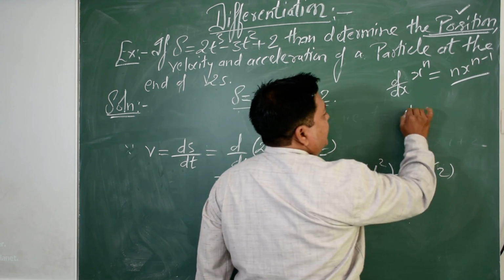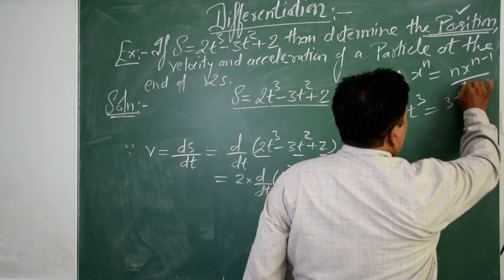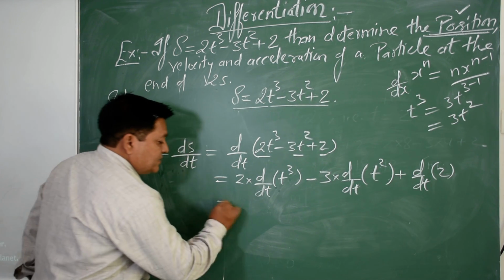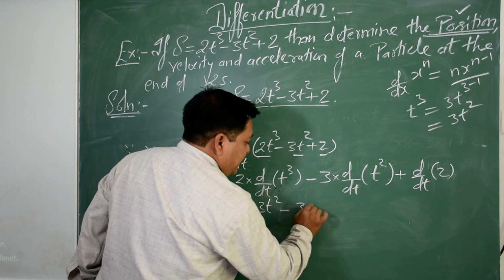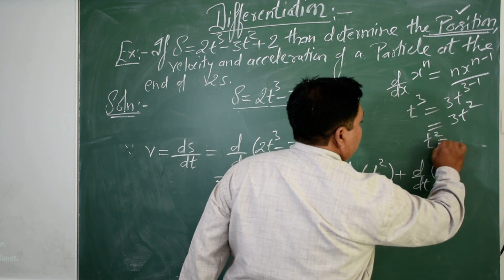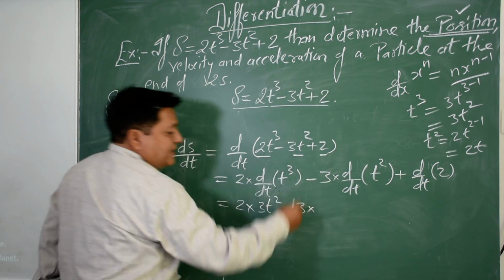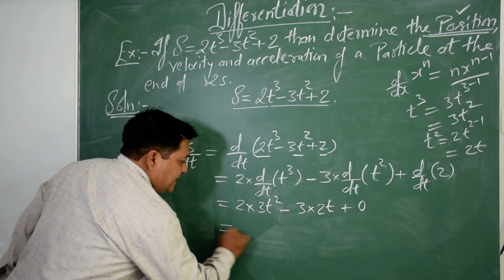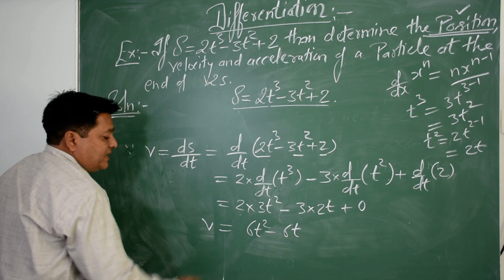It means that if we differentiate t to the power 3 with respect to time t, it will become 3t to the power 3 minus 1. It means that 3t square. We will get 3t square here. So we write 2 into 3t square minus 3 into differentiation of t square, what do we get here? We get 2t to the power 2 minus 1, it means that 2t. So in place of this, we will get 2t plus 0. What do we get here? 2 3s are 6t square minus 6t will be the velocity of particle.